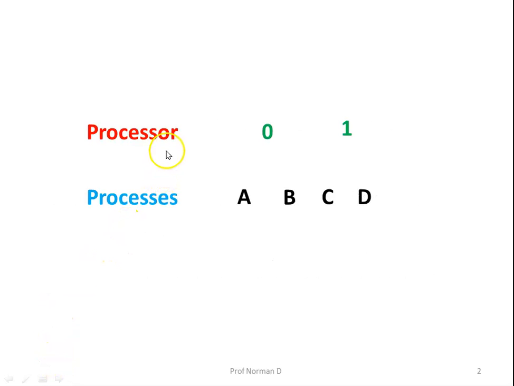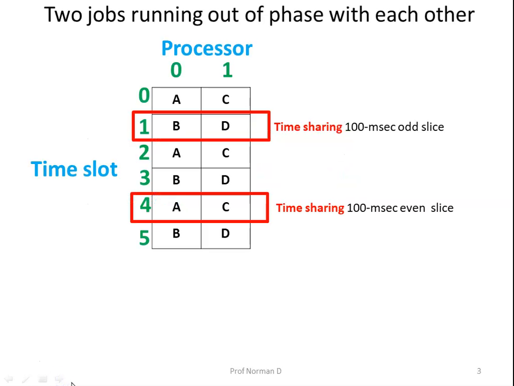We assume that we have two processors, processor 0 and processor 1, and four processes A, B, C and D. Process A and B are executed on processor 0 and process C and D are executed on processor 1. As mentioned earlier, A and B execute on processor 0 and C and D execute on processor 1.